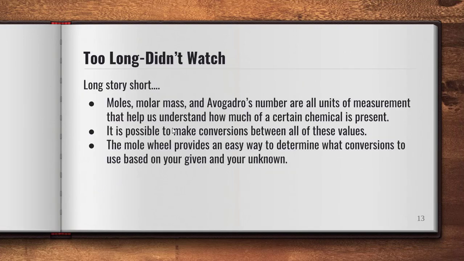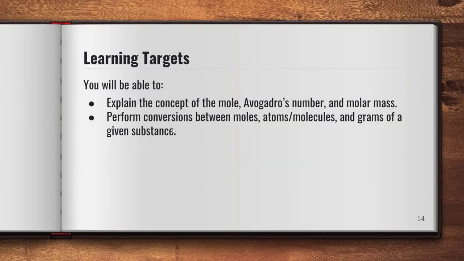So hopefully you have a little bit better understanding of the fact that moles, molar mass, and Avogadro's number are all units of measurement that help us understand how much of a certain chemical is present. And the fact that we can make conversions between all of these different values using the mole wheel, which provides an easy way to determine what conversions to use based on your given and your unknown. Hopefully you understand a bit more about these concepts. We'll dive a little bit more into this in class and definitely spend some time on it, as it is an important concept in chemistry.